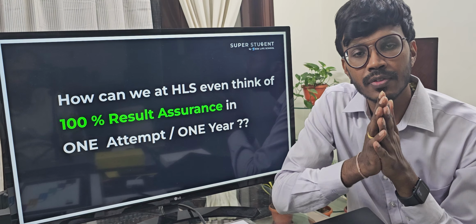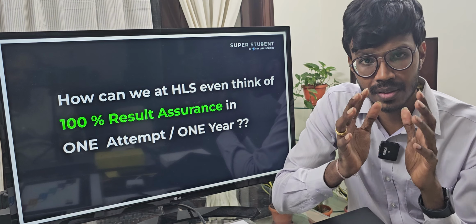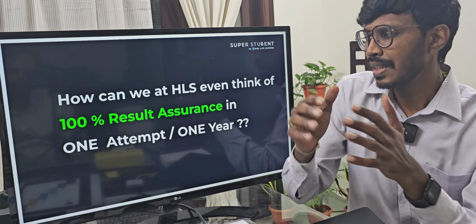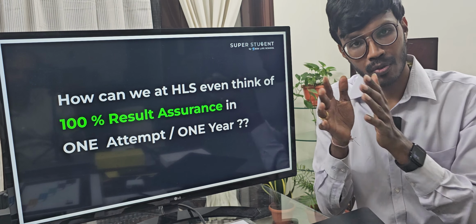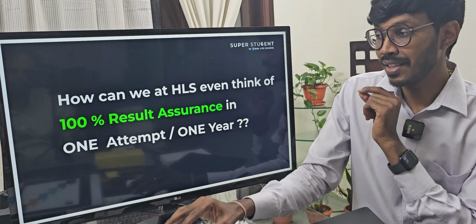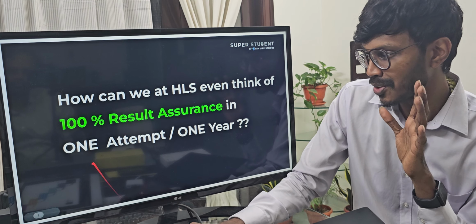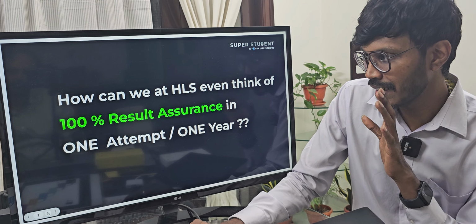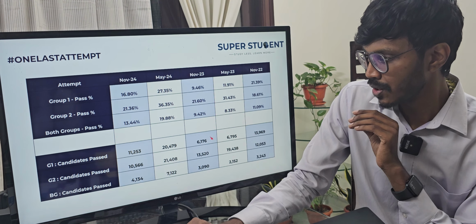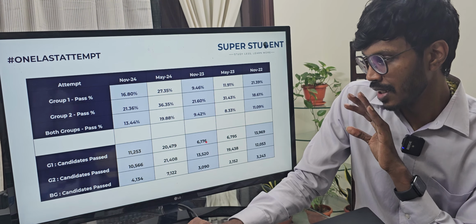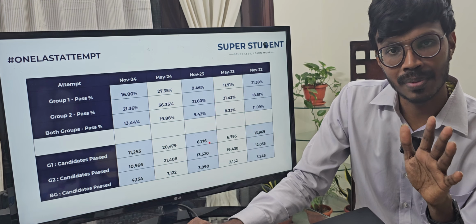Namaskaram. In our previous video, we decided to discuss how HLS can even think of giving 100% result assurance in one attempt or 1 year, given the kind of ICI results. So I'll show you a quick analysis of the variations in the pass percentage in the last 5 attempts. If you can see in the absolute number, in a particular attempt, there are only 6,000 people clearing.